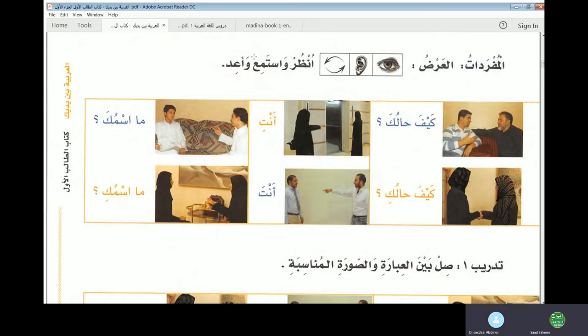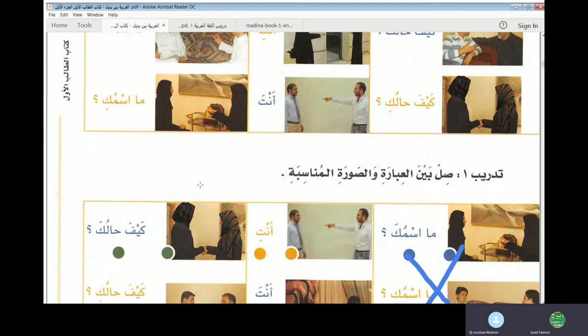Okay, go ahead. Now read this. كيف حالك means how are you. Yes, I know, but for a woman it is كيف حالك, and anti for a woman, anta for a man. Masmuka, and when we talk to two girls, masmuki. What is your name?